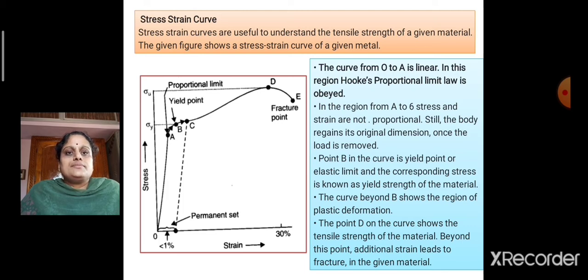So we have seen that in the region OA, Hooke's law is obeyed. In the region between A and B, Hooke's law is not obeyed, yet the object returns to its original dimension. In between B and C or B and D, the object is said to have attained a permanent set. After D, fracture can occur at any point, and the point at which fracture occurs is called the fracture point.